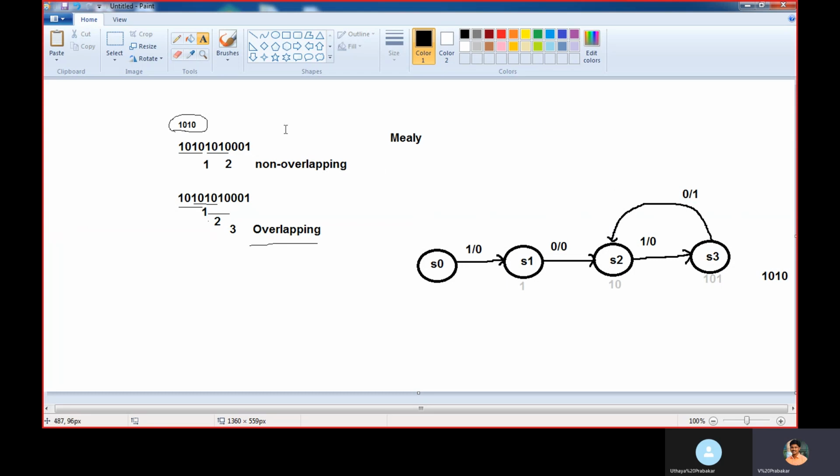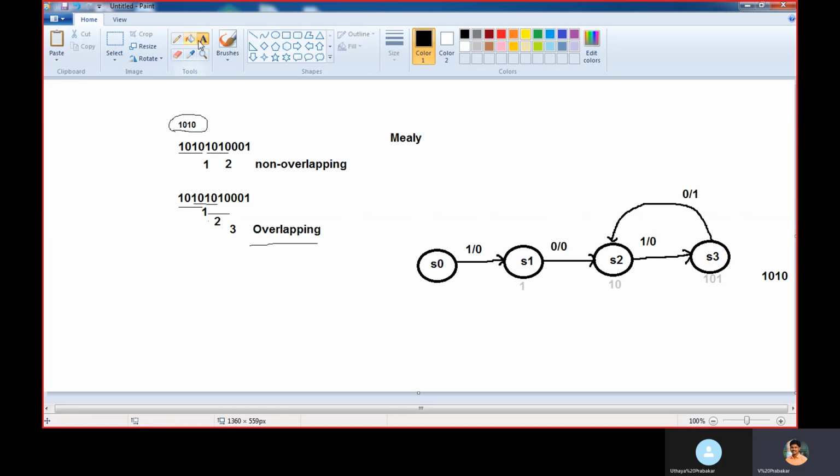Now I have drawn for the actual given pattern. Then we need to draw for the alternative possibility. Here we are going to draw for the overlapping. If it is non-overlapping, when this pattern is detected, I need to move to S0 state. Again I need to start freshly.